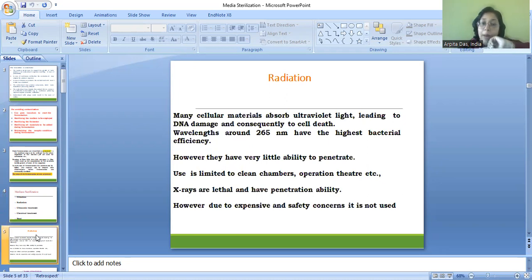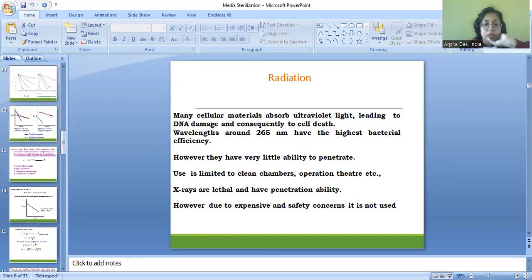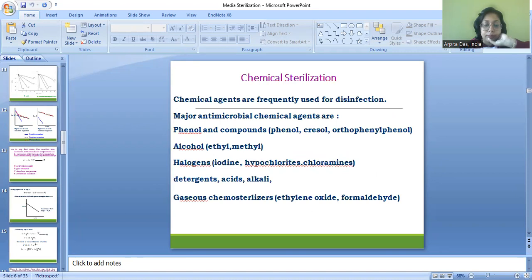As I have already said, X-ray has a lethal activity, a very lethal activity against microorganisms. So that has to be taken care of. We can also see chemicals like different alcohols, different halogens, phenols and their compounds that can act as good chemical sterilants for microorganisms.